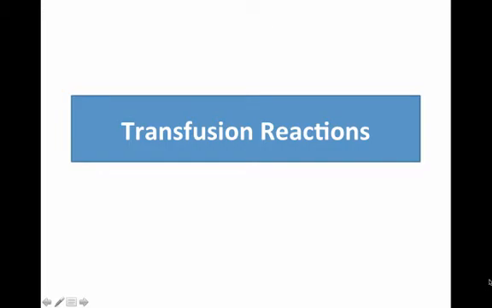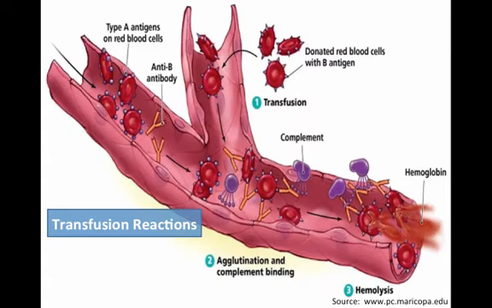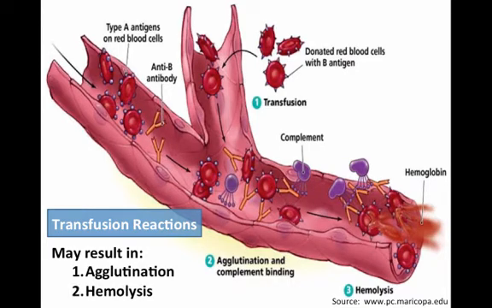In this video lecture, we're going to be discussing different types of transfusion reactions. A transfusion reaction is any unfavorable transfusion-related event that occurs in a patient during or after transfusion of blood components. Oftentimes, what happens is you'll see agglutination or hemolysis of red cells that have been transfused into a patient due to the presence of antibodies in that patient's plasma.